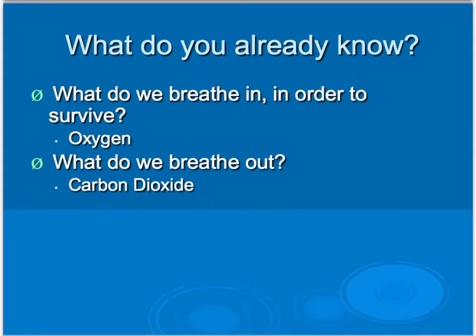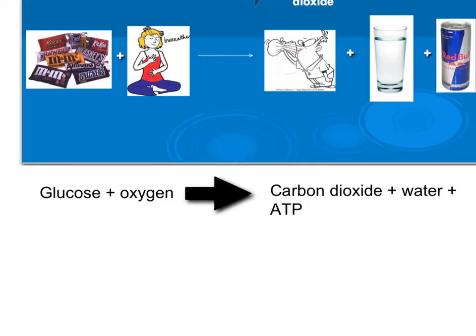Things to remember from our anatomy unit is that we breathe in oxygen and out carbon dioxide. If you think about those things, you probably won't mess up the order of things in cellular respiration. Recall the equation for cellular respiration. So cellular respiration is what we do in order to make energy.